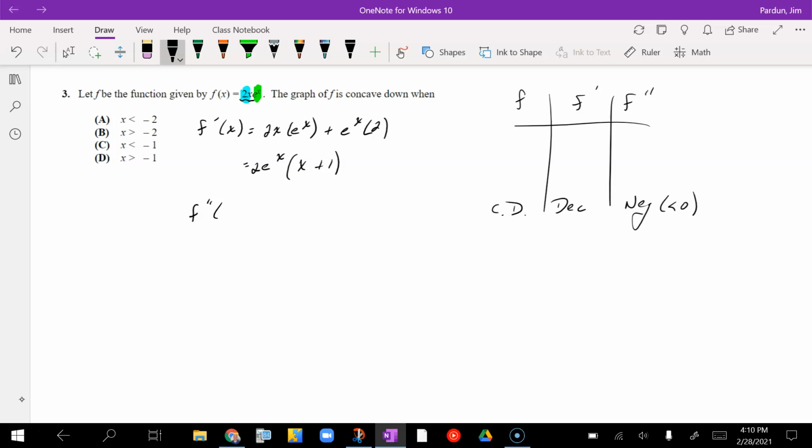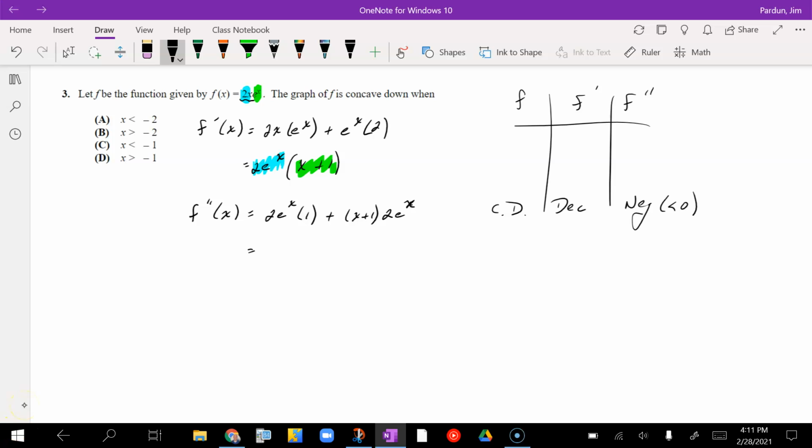So now when I find the second derivative, again, I'm going to use the product rule. And I guess we don't have to. I mean, there's all sorts of ways you can do this. But my first term will be 2e to the x, and my second term will be x plus 1. So I'm going to take the first, 2e to the x, times the derivative of the second, plus the second, x plus 1, times the derivative of the first, which is going to be 2e to the x.